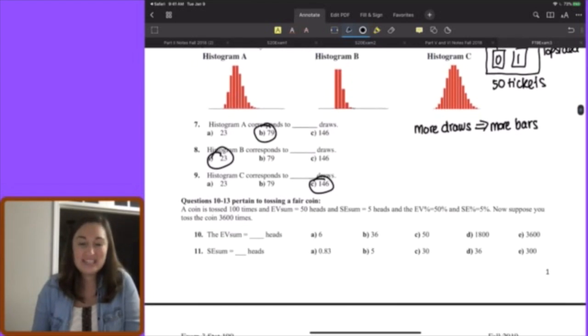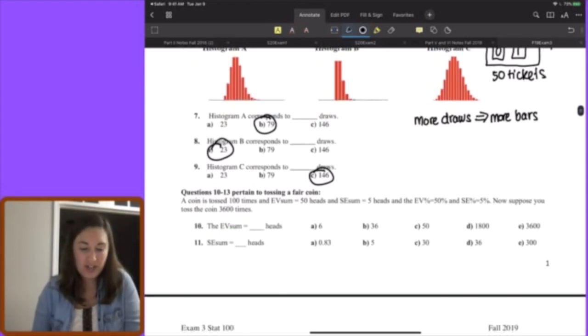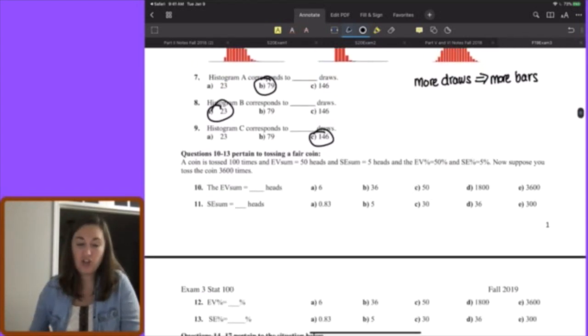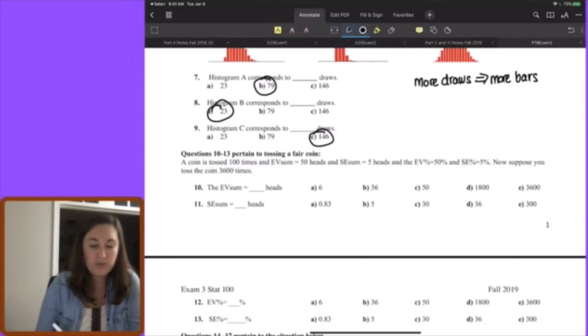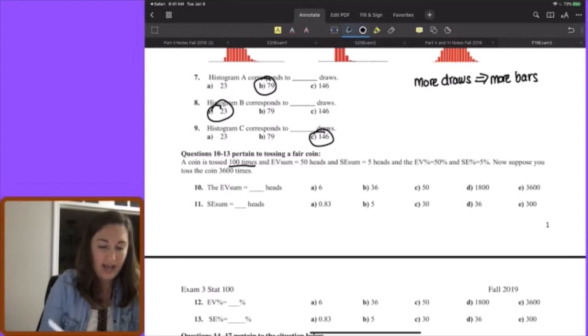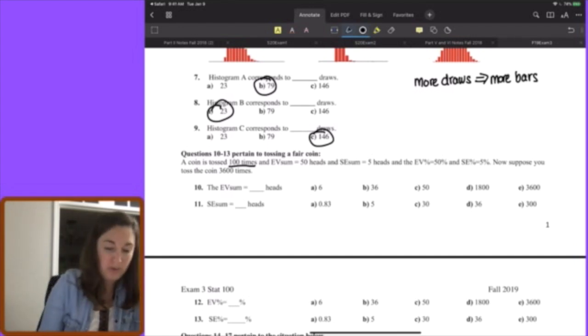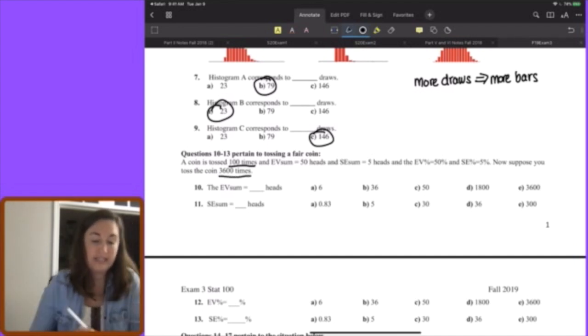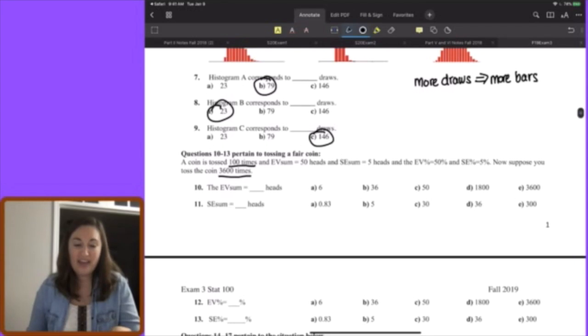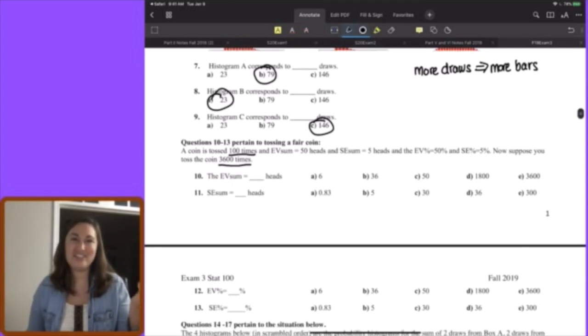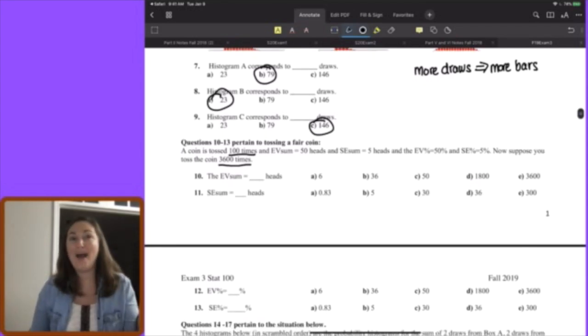The very last couple questions on here pertain to tossing a fair coin. If I look at it, it says we're first tossing the coin 100 times. They give us the expected value and standard error for the sum and the percent, and it says now suppose you toss the coin 3,600 times. And then it's asking, how does that affect the expected value and standard error? What happens when we increase our number of tosses?